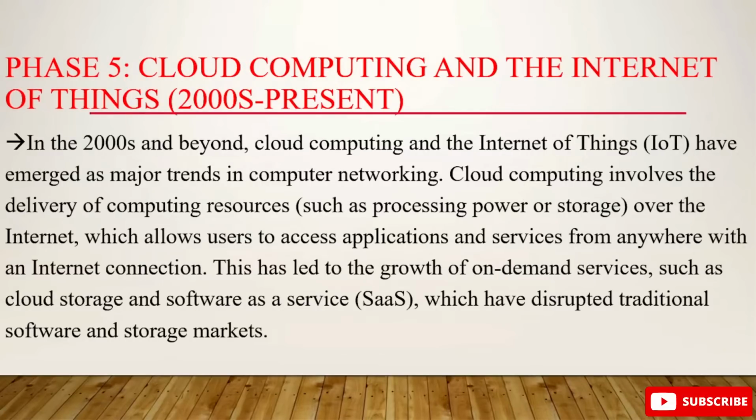Phase 5. Cloud Computing and the Internet of Things, 2000s to present. In the 2000s and beyond, cloud computing and the Internet of Things, IoT, have emerged as major trends in computer networking. Cloud computing involves the delivery of computing resources, such as processing power or storage, over the Internet, which allows users to access applications and services from anywhere with an Internet connection. This has led to the growth of on-demand services, such as cloud storage and software as a service, SaaS, which have disrupted traditional software and storage markets.